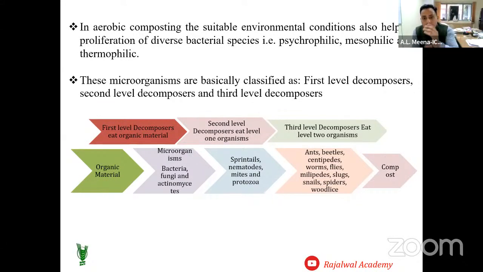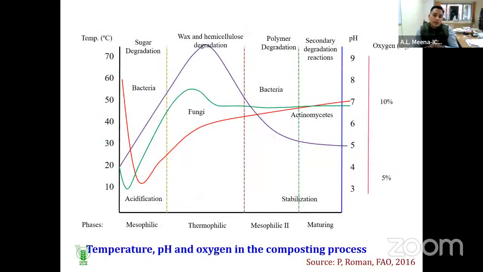Then second level decomposers are the springtails, nematodes, mites, and protozoa. And now finally, third level decomposers, they eat the second level decomposers, and these are the ants, beetles, centipedes, worms, flies, millipedes. These are the different kinds of microorganisms involved, and through this process, the final composting process will be prepared.